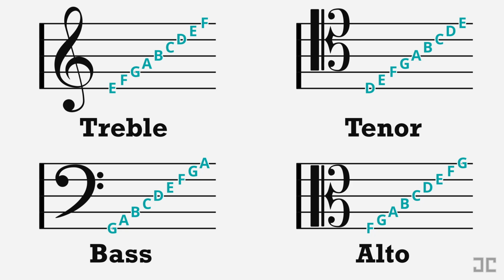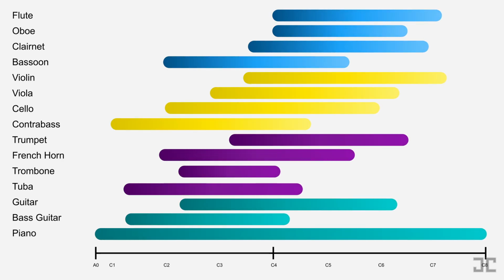Here are the other 3 clefs I mentioned and the notes on their staves. See how the pattern is the same, only the notes are shifted up or down. Now you might be wondering, why do we use clefs instead of just having a standard note layout? Well, different instruments are able to play within different ranges, and they generally sound best in a certain range.